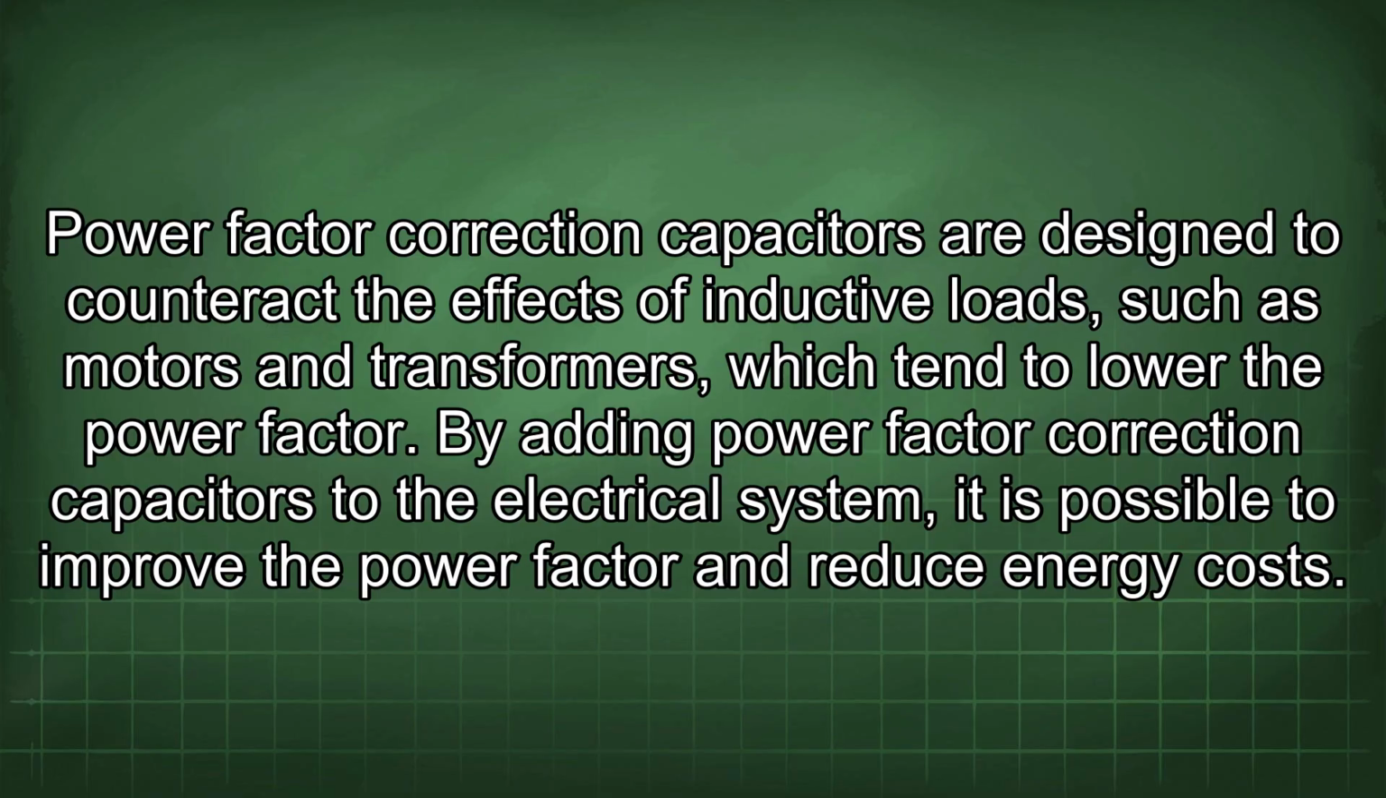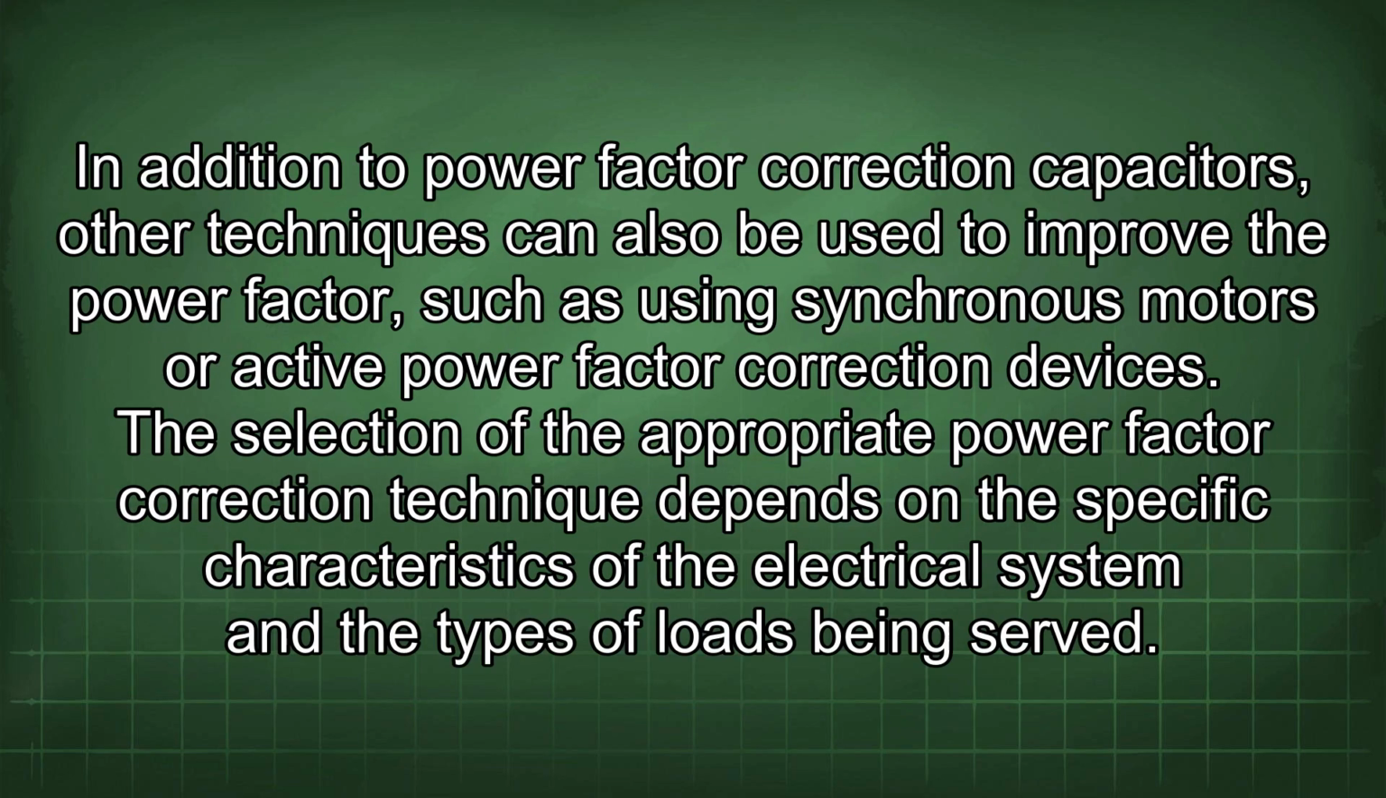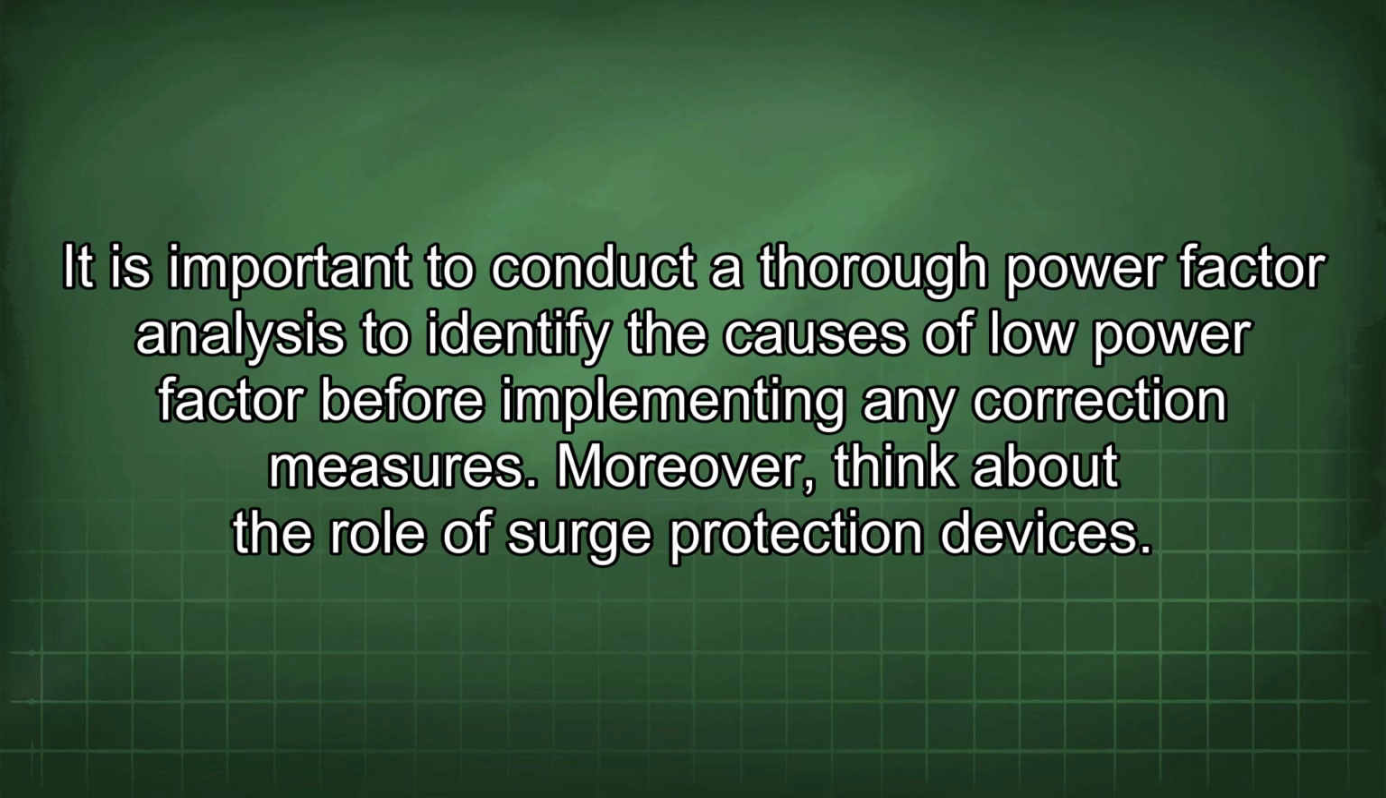By adding power factor correction capacitors to the electrical system, it is possible to improve the power factor and reduce energy costs. In addition to power factor correction capacitors, other techniques can also be used to improve the power factor, such as using synchronous motors or active power factor correction devices. The selection of the appropriate power factor correction technique depends on the specific characteristics of the electrical system and the types of loads being served. It is important to conduct a thorough power factor analysis to identify the causes of low power factor before implementing any correction measures. Moreover, think about the role of surge protection devices.